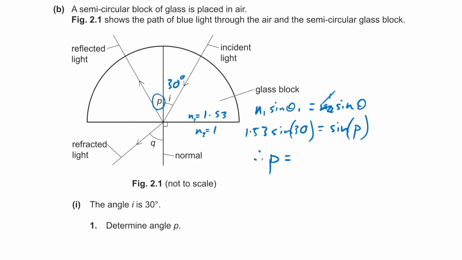Therefore, just doing the left-hand side first, make sure you're in degree mode as opposed to radians, of course. So I'm going to press equals, and then I'm going to do inverse sine of my answer. And I end up with 49.9, so I'm just going to say 50 degrees.